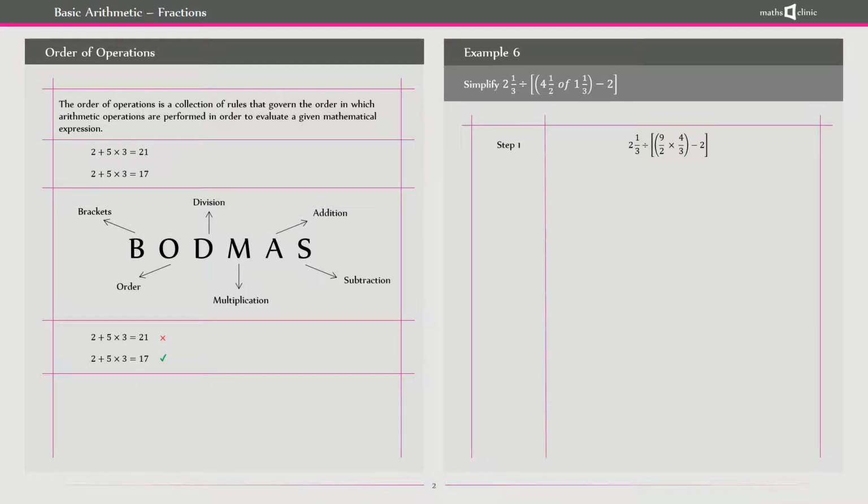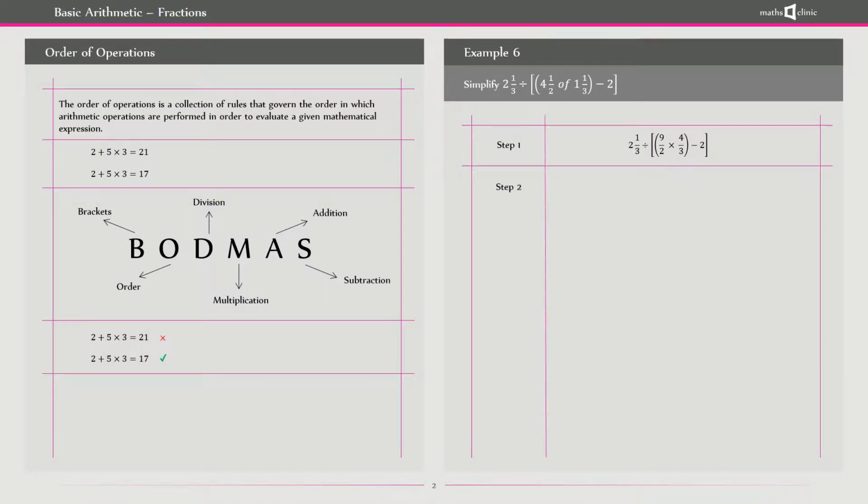So step 1, we're just going to change "of" to multiplication. So we have 2 1 over 3 divided by 9 over 2 multiplied by 4 over 3, and we also convert 4 1 over 2 and 1 1 over 3 to improper fractions from mixed fractions, and then we have minus 2. That's pretty much step 1.